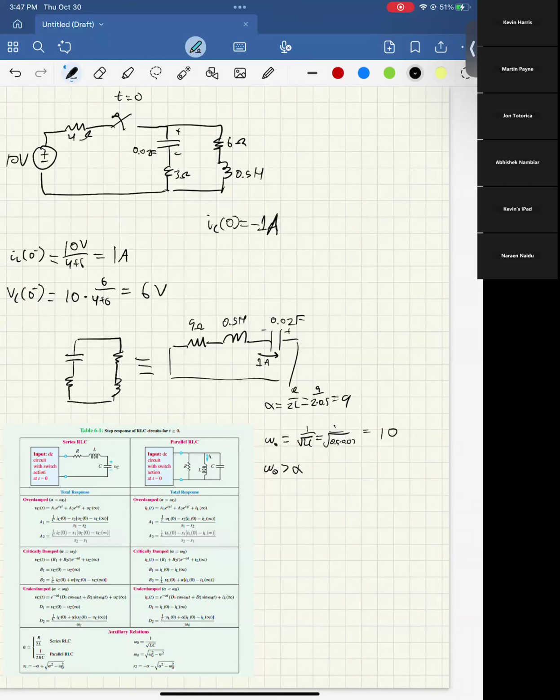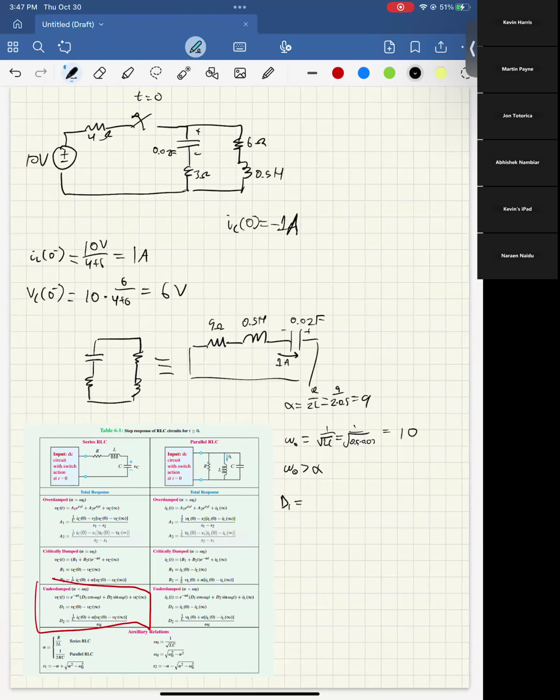So we need to find our D1, so we're using this. What is our D1? D1 is going to be VC of 0, which we found to be 6 volts, minus VC of infinity. If we look at this circuit here, there's no voltage source or current source in it. So eventually, as time goes to infinity, all the energy will be dissipated in this resistor and it'll all go to 0. So VC of infinity equals 0 since there's no source. So it's 6 minus 0, which is 6, right?